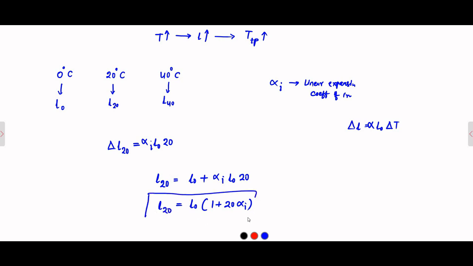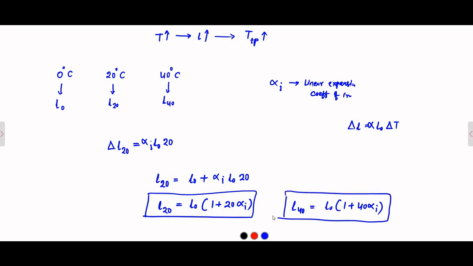Similarly, we can write L40 is equal to L0 into 1 plus 40 alpha I. Same steps will give the same result. Here the rise in temperature is from 0 to 40, taking 0 degrees Celsius as reference. In place of 20 there will be 40, because from 0 degrees Celsius to 40 degrees Celsius the rise in temperature is 40 degrees Celsius. So this is L20, this is L40.